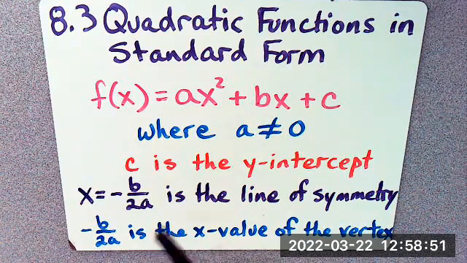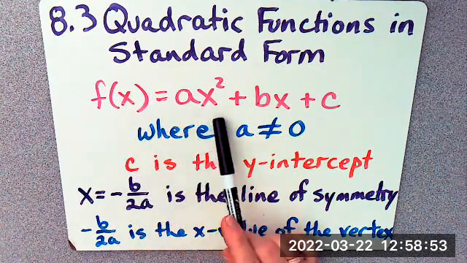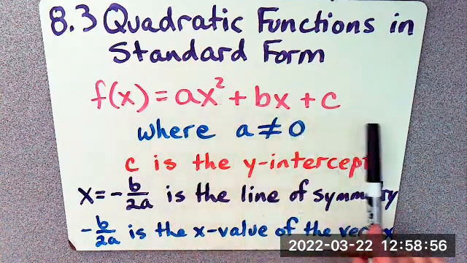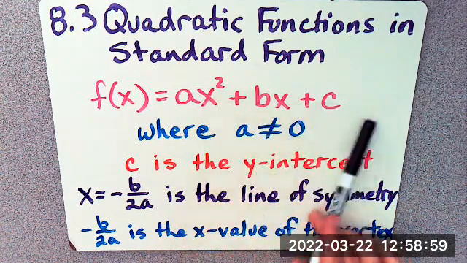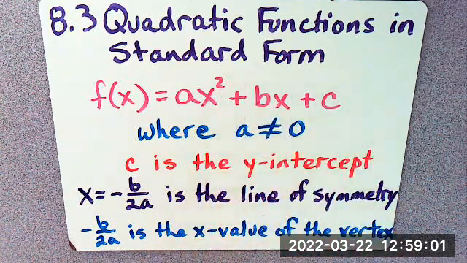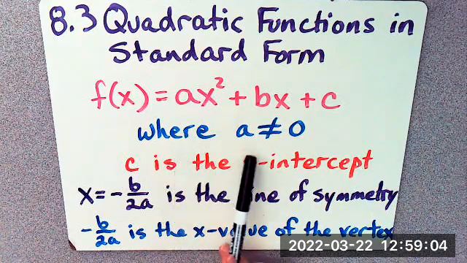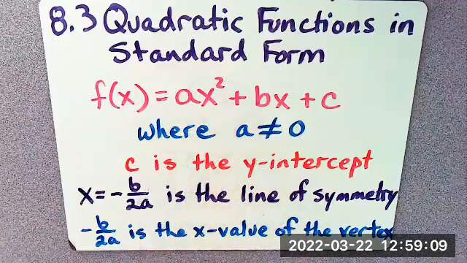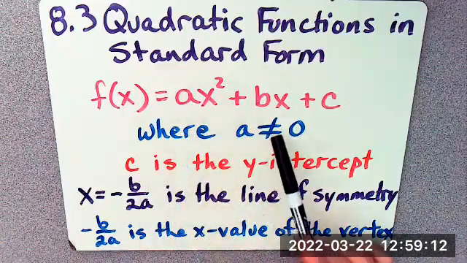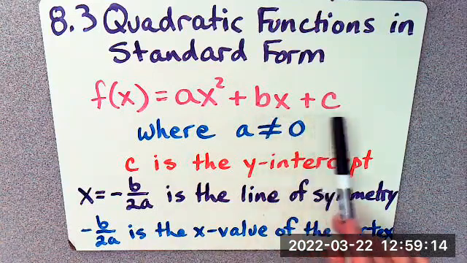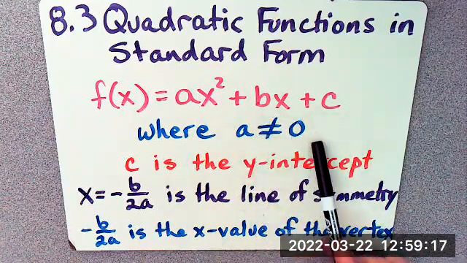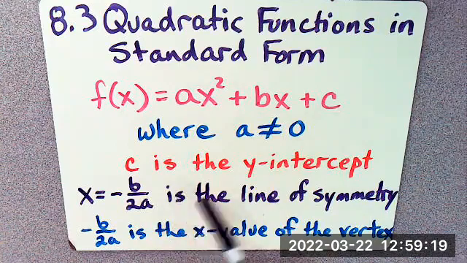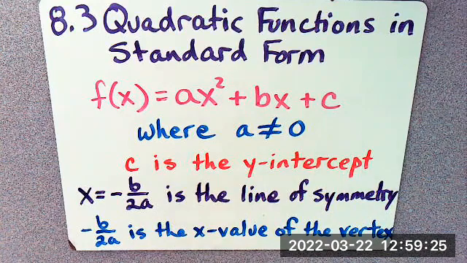So standard form is written f of x equals ax squared plus bx plus c. So it's in descending order from highest degree to the lowest degree. So this is where a cannot equal 0, because if a was 0, we wouldn't have a quadratic equation. We'd have a linear equation that equals bx plus c. So a cannot equal 0. C is the y-intercept.